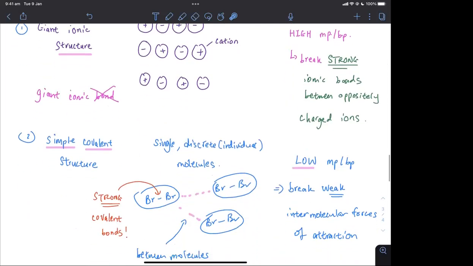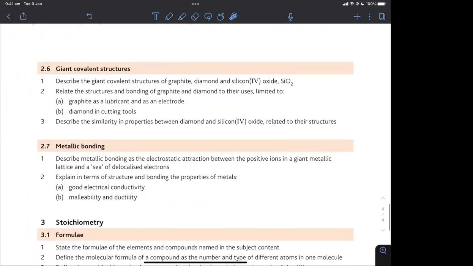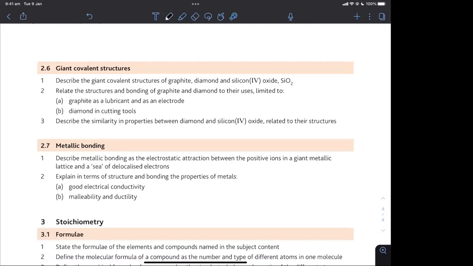So 2 structures down, we still have 2 more structures to go. The next one is called giant covalent structure. Giant covalent structure is also known as giant molecular structure. You will see that the syllabus uses giant covalent structure. So you can expect the exam question will give you something like giant covalent structure.